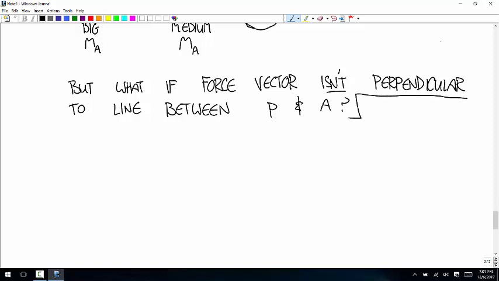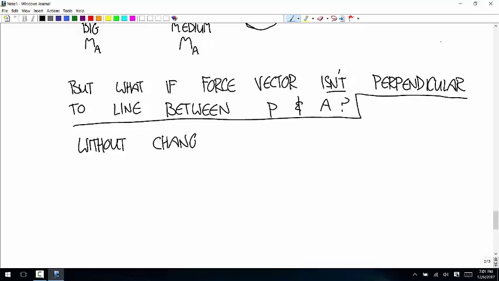Well, it turns out that you can, without changing anything about the problem, move the force anywhere along what's called its line of action.